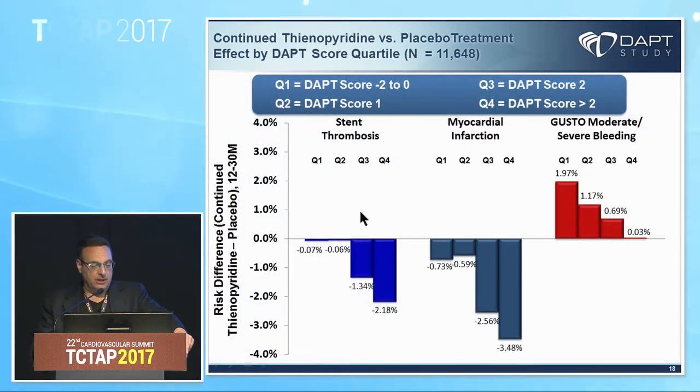And you can see that very clearly in these data. So if one looks at stent thrombosis, and you categorize the patients by the quartile of the DAPT score, so here are the patients who are less than 2, here is 2, and here is greater than 2.